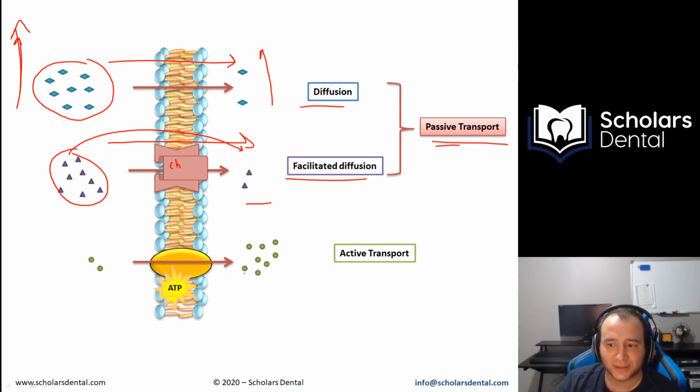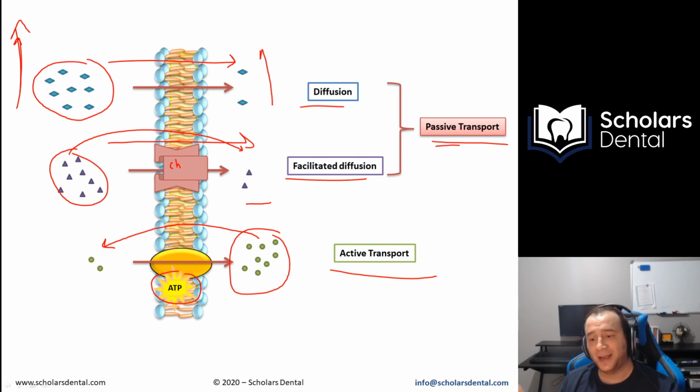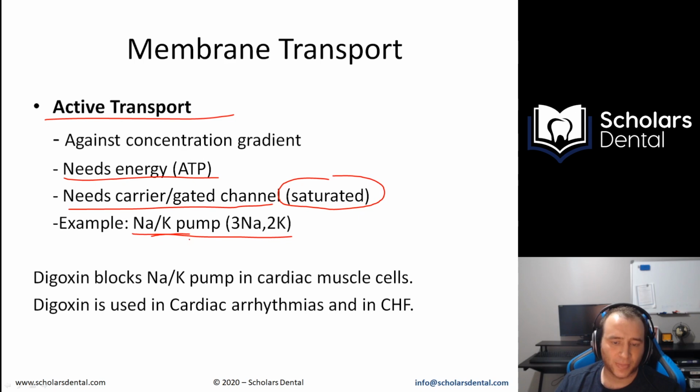Then the last one is active transport, where the molecules are actually going in the opposite direction of the concentration gradient. So the concentration gradient is actually this way, but the pump here is working on moving things the opposite way of the gradient, which means it needs to use energy. So this one actually uses energy, needs ATP, needs a carrier, so that means it can be saturated. And an example is a sodium-potassium pump.